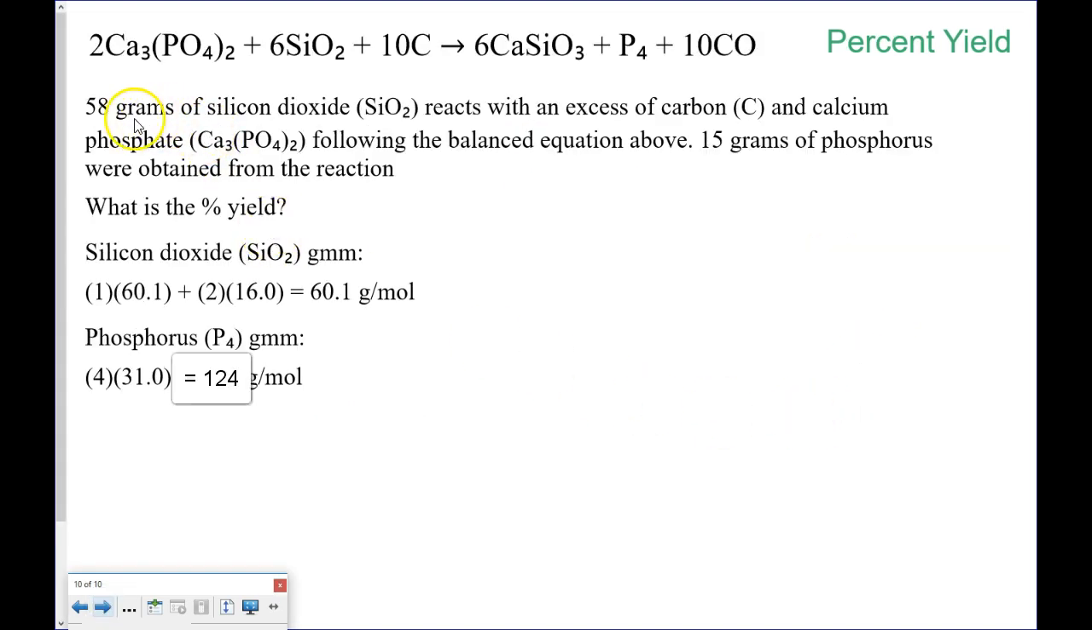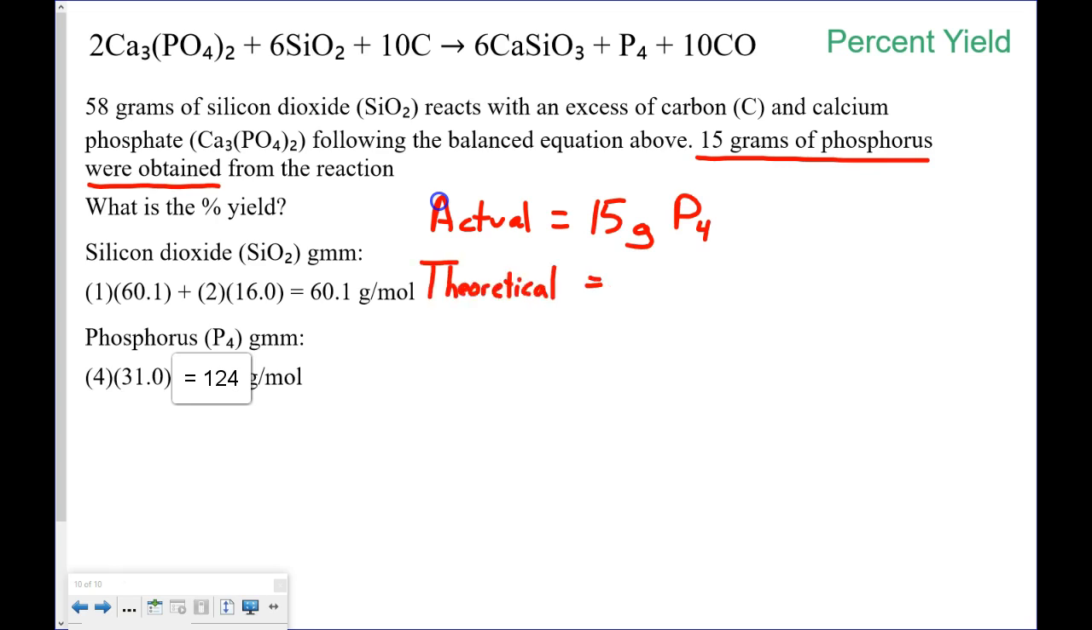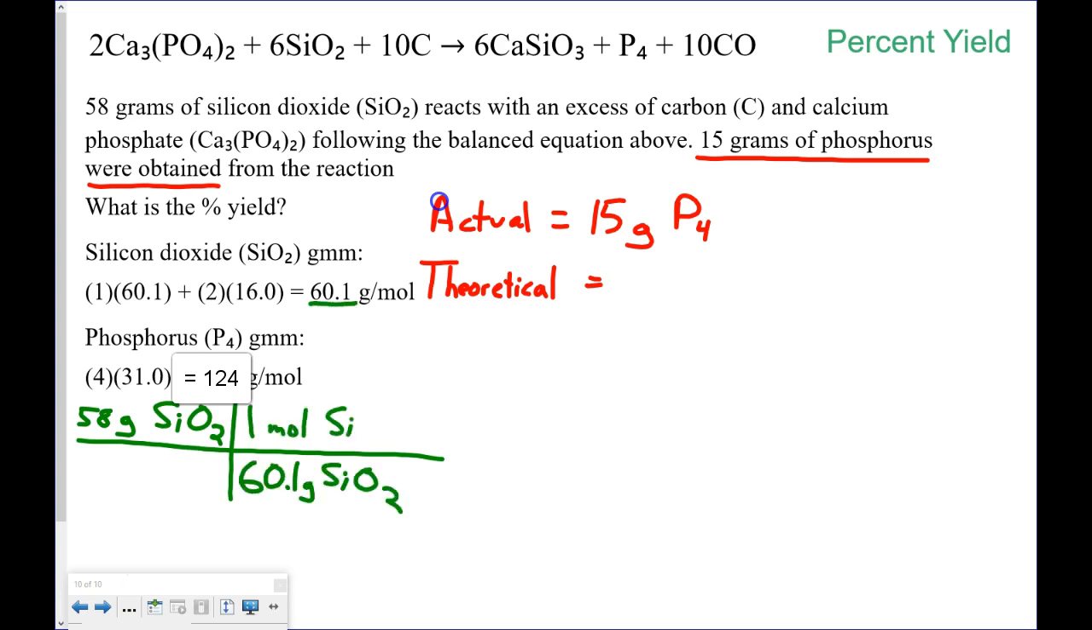All right. 58 grams of silicon dioxide is going to react with an excess of carbon and calcium phosphate following the equation above. I'm getting 15 grams of phosphorus. What's the yield? Well, once again, 15 grams of phosphorus is going to be my actual amount that I got from there. The theoretical is what I'm going to actually have to calculate. I'm going to start with 58 grams of silicon dioxide. I'm going to convert that into moles with 60.1 grams per mole.